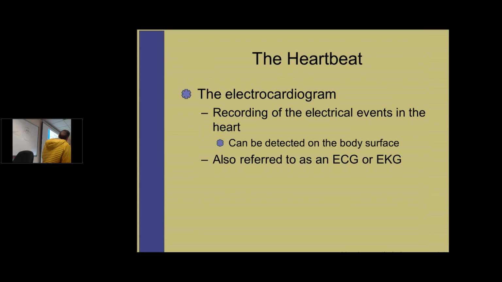So EKG, this is recording that electrical impulse, right? So even if those impulses are out, we can still get a recording of the electrical system of the heart because the muscles are still contracted.